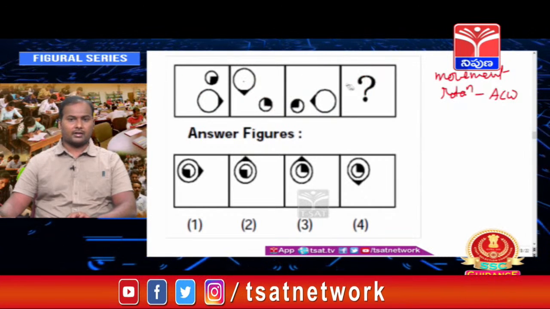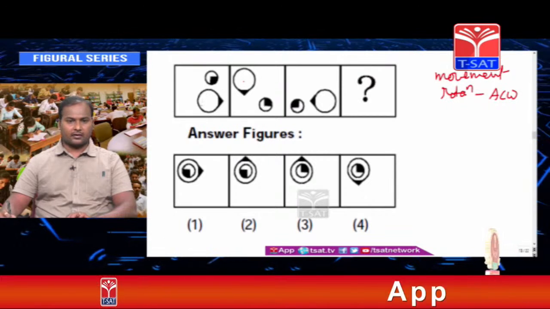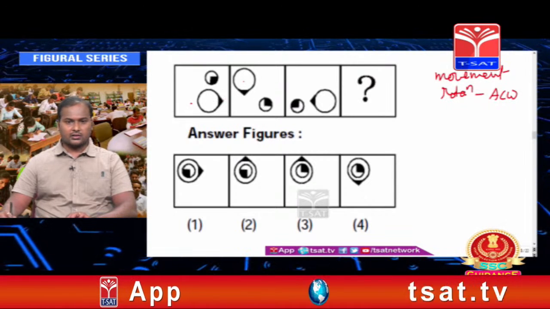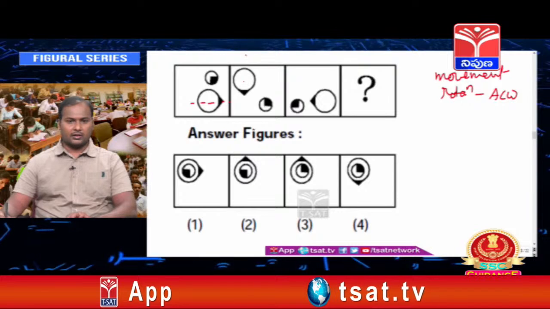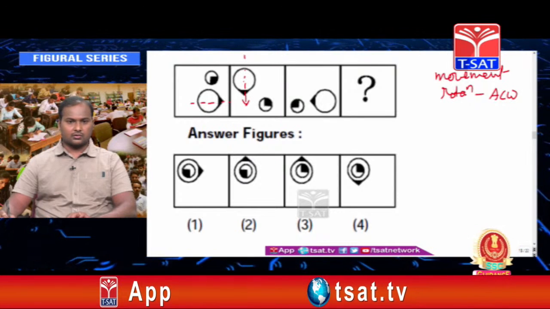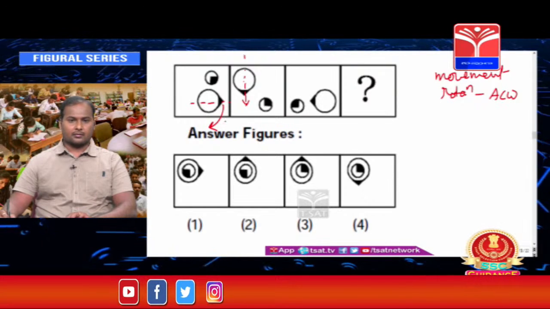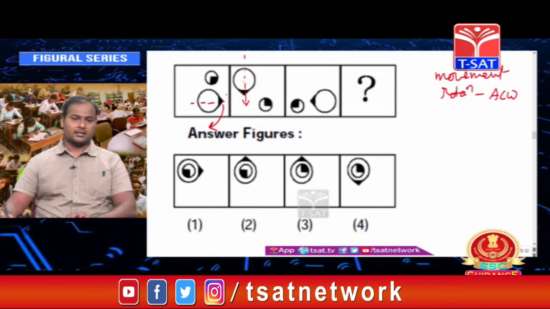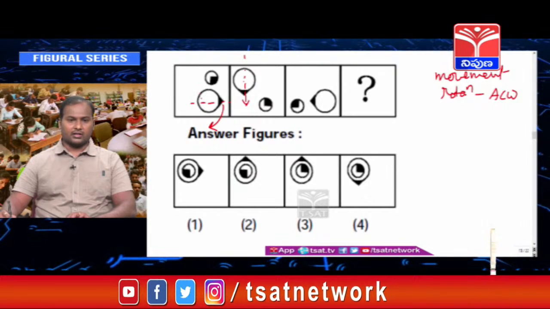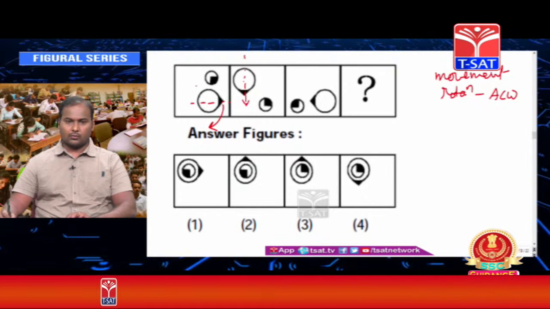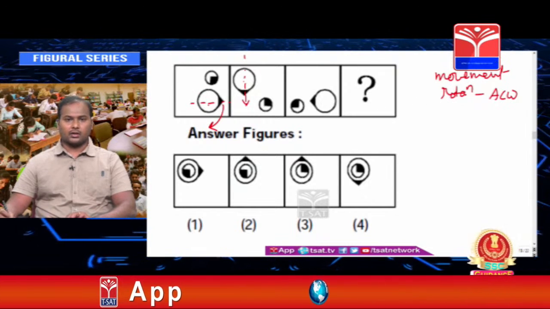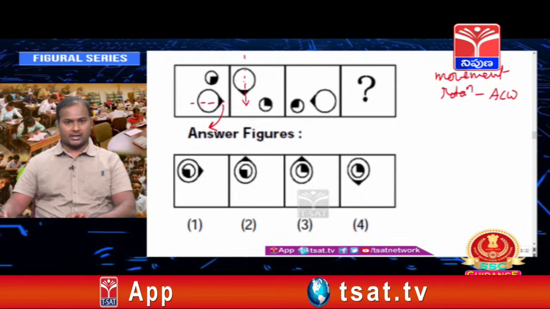And see the rotation of the bigger figure now. How is this bigger figure rotating? Initially it is showing in this direction. The moment it comes, it is showing to the bottom. So it is rotated in the anti-clockwise direction by how many degrees? 90 degrees. So the bigger figure is rotating diagonally, number one. Number two, it is rotating anti-clockwise 90 degrees.